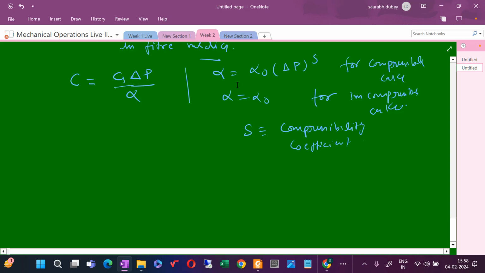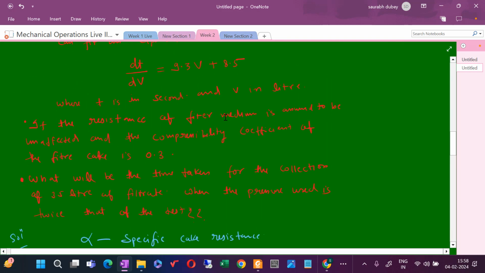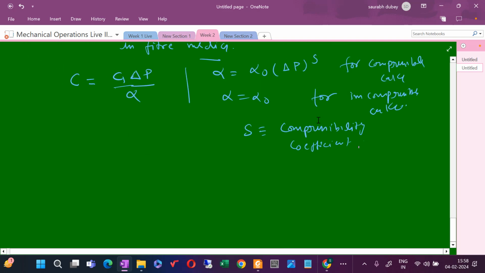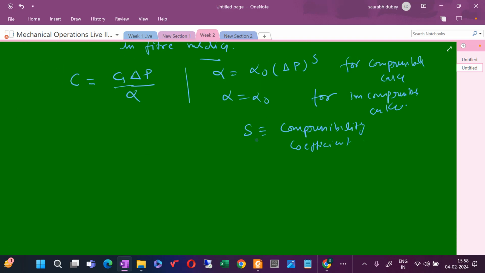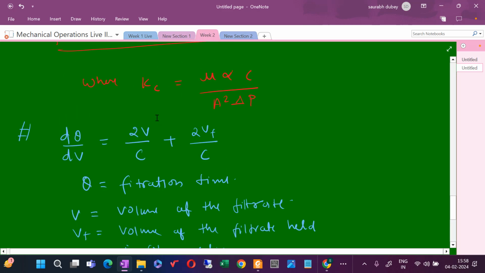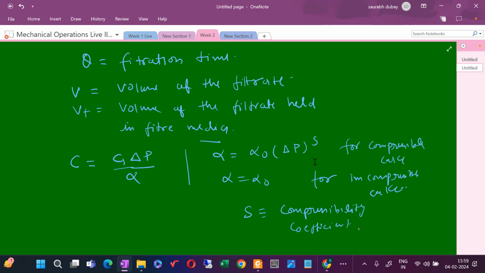When the resistance in the filter medium is assumed to be unaffected, the value will be constant, and in some cases if it is negligible, then your second term will vanish. Here only the first term will be there, 2v by C, like in the first case.